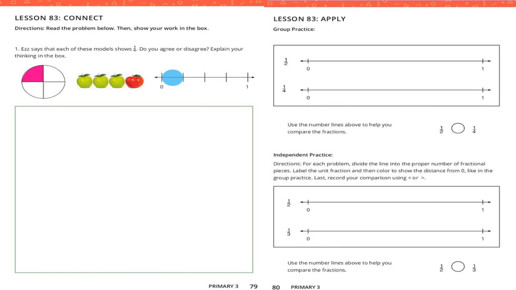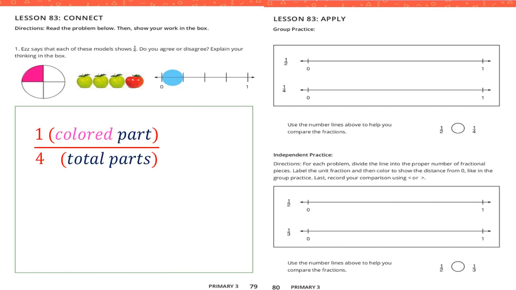How many colored parts here? Yes, 1 colored part out of the total parts. The total parts means the colored and not colored. 4 total parts. So the fraction here is 1 out of 4. 1 colored part out of the 4 total parts.